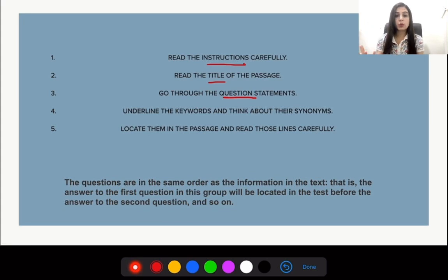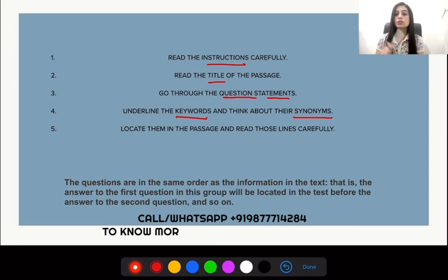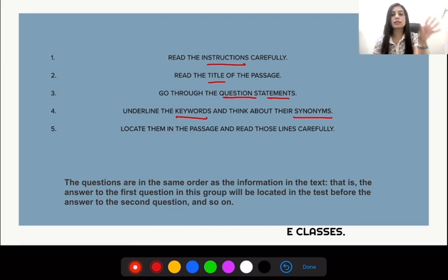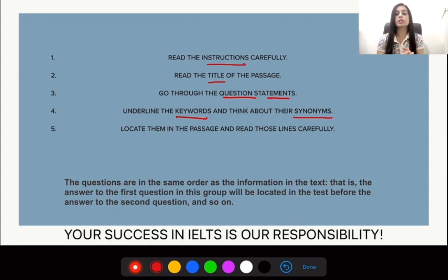Regardless of whatever the question is, you have to read the question statement. Some of the points are really generic for all the questions, so you have to go through the question statements and underline the keywords in the questions and think about the synonyms of those keywords, or how these particular statements or keywords can be paraphrased. So you have to think about that and look for the paraphrased version or the synonyms of those keywords in your passage. Once you do that, you will be able to locate the sentences or the lines in the passage where that particular keyword is there or the synonyms of those keywords are mentioned.